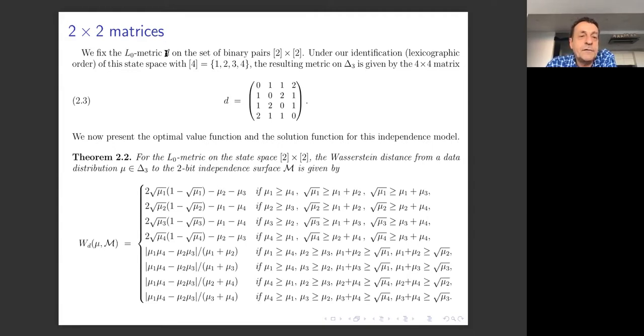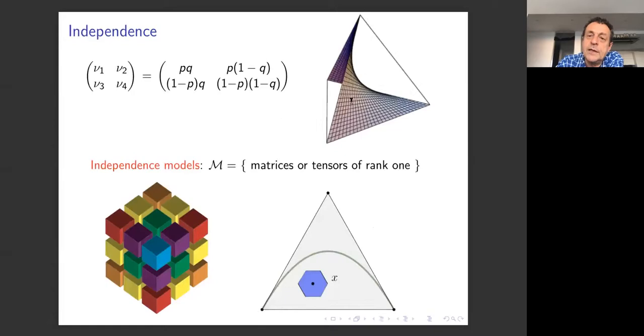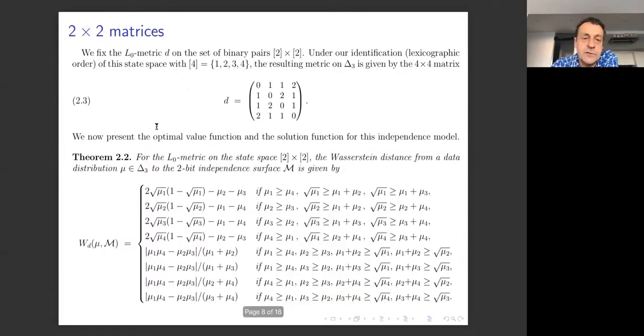To set this up, I have to fix a metric on the underlying state space. So this is the 4-element set 2 by 2, and the L0 metric on this graph. So this is the given metric space. This is the 4 by 4 matrix I start with. This induces a metric. This turns the tetrahedron into a metric space by the Wasserstein construction. And then here's a little theorem that says the distance function from the data distribution is given by this piecewise algebraic explicit expression. So this is the actual formula in measuring the Wasserstein distance from the surface.